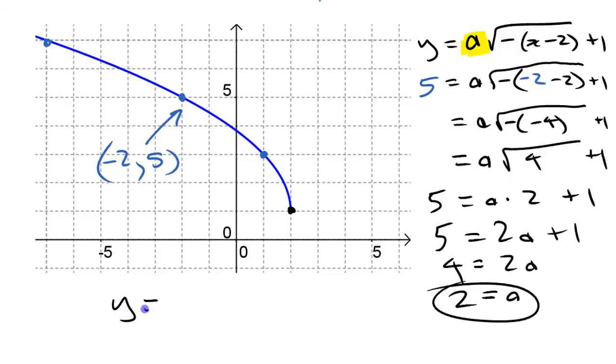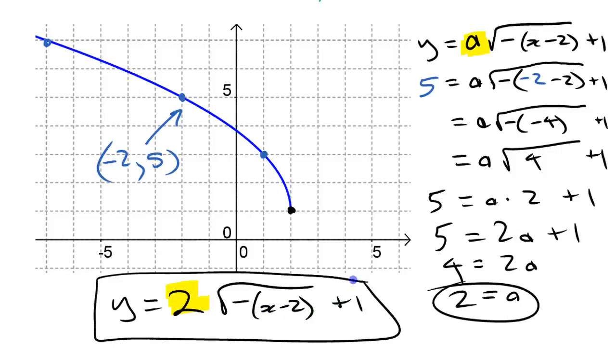All right, and then we know the equation's got to be, just fill it in for that a value that we put up there, 2, right? Replace that a value, and then write the rest. 2 square root of x minus 2, plus 1, right? So you can get it that way as well.